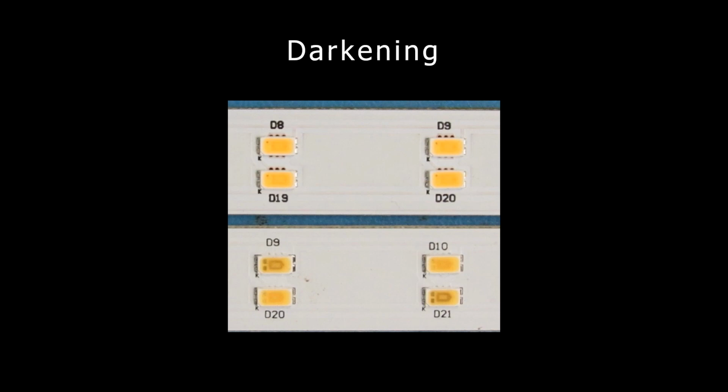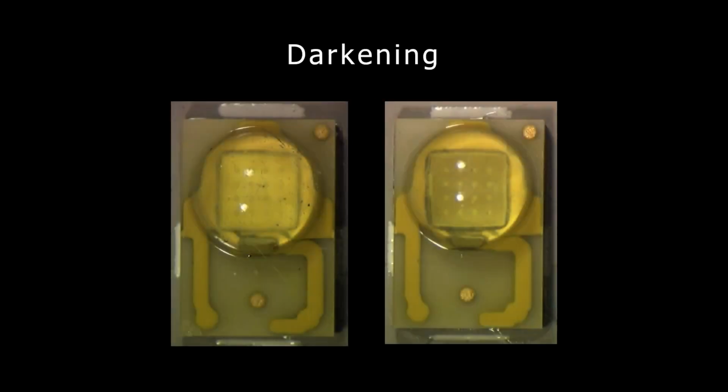However, in this image, we see a premature darkening in D9 and D21. This premature darkening was traced to these LEDs coming from a bad reel during assembly. The image on the left is a good part. The image on the right has damaged vias. ESD damage at vias results in leakage current. The leakage current creates resistive losses which make the die hotter, which in turn darkens the phosphor.